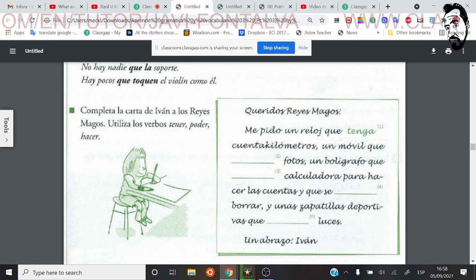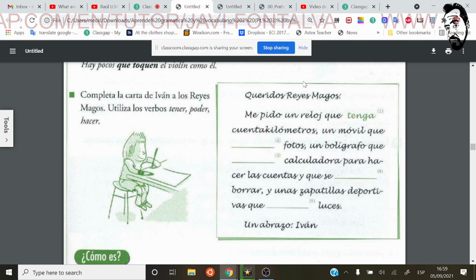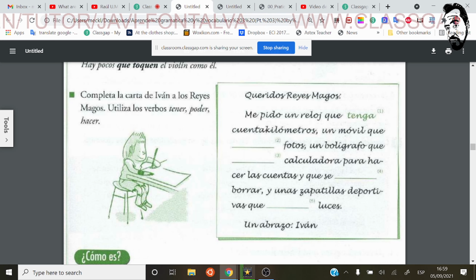Okay. So it starts with this: Queridos Reyes Magos. Dear three wise men. Reyes Magos literally means magician kings, because the word king and magicians, yeah. That's why. Me pido un reloj. So I ask for a watch.